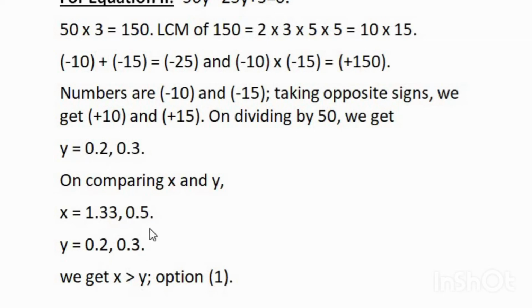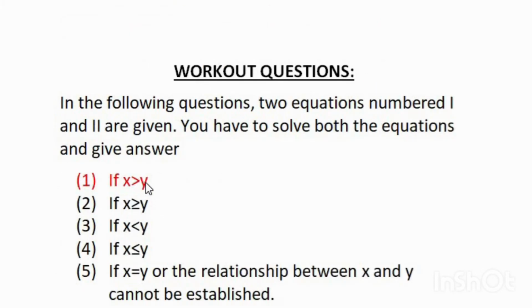Now comparing x and y values, 1.33 and 0.2, which one is greater? 1.33. And 1.33 and 0.3, which one is greater? 1.33. So x is greater in this case. Now considering 0.5 and 0.2, 0.5 is greater, 0.5 and 0.3, 0.5 is greater. That means x is greater than y. So which option? Option 1, x is greater than y is the answer.